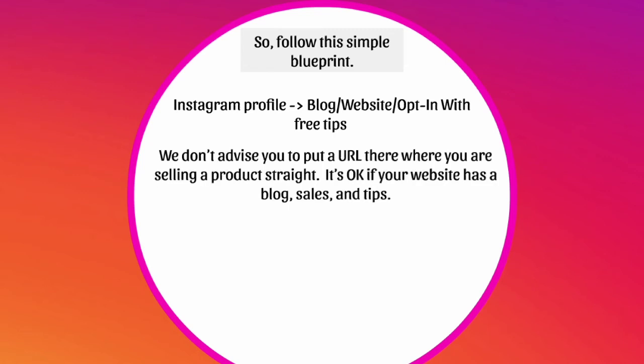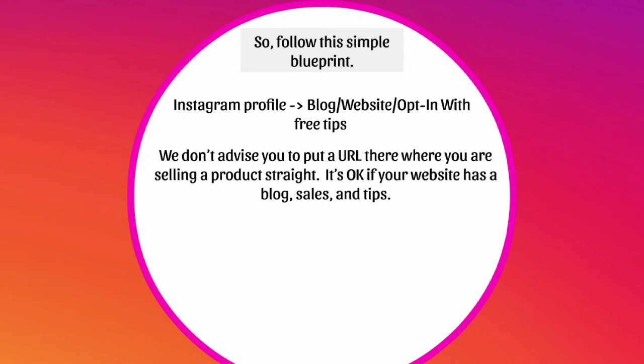So we don't advise you to put a URL there where you're selling a product straight. It's actually better if that link is going to your blog or a content piece with tips, maybe tips on scuba diving, the top 10 things you shouldn't do as a newbie scuba diver, or the top 10 gears that I use. If you think about that, you're telling them the gears that you use, and maybe you link them to affiliate links like Amazon affiliate links. So you're indirectly making money by providing free content. So that's another method of indirect selling.